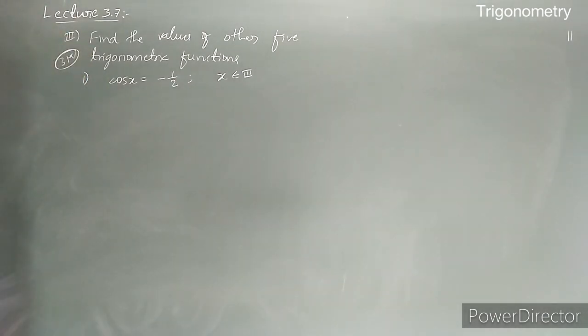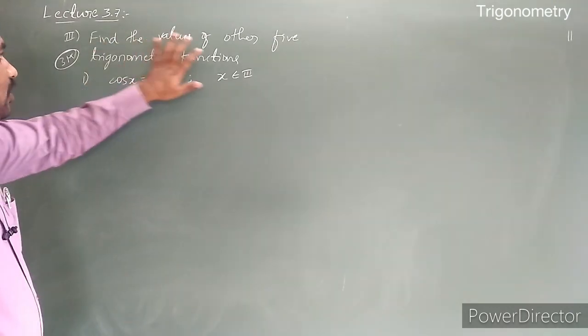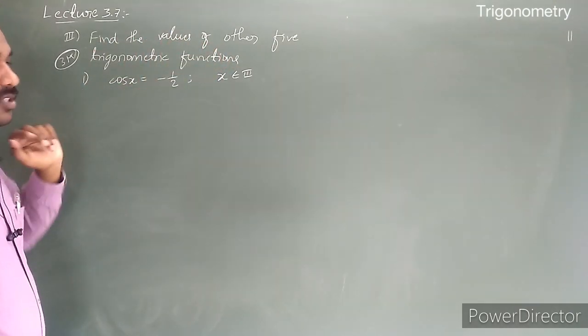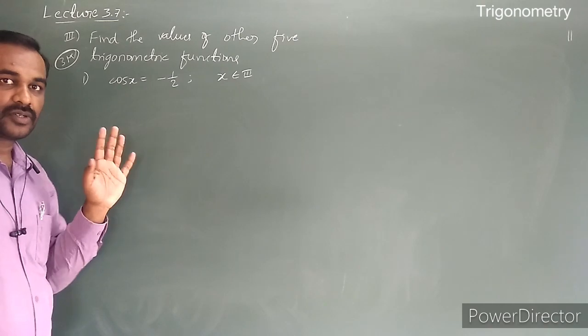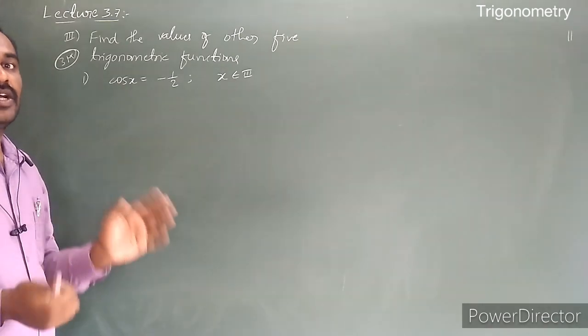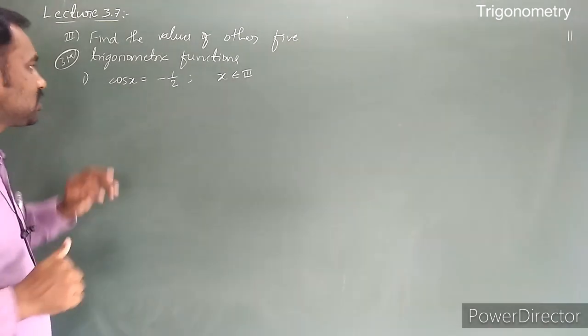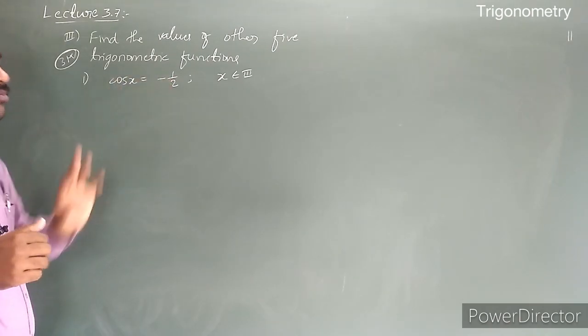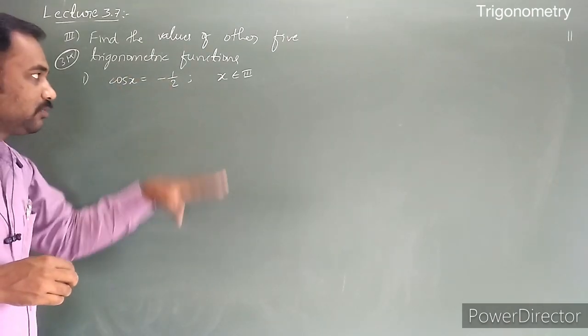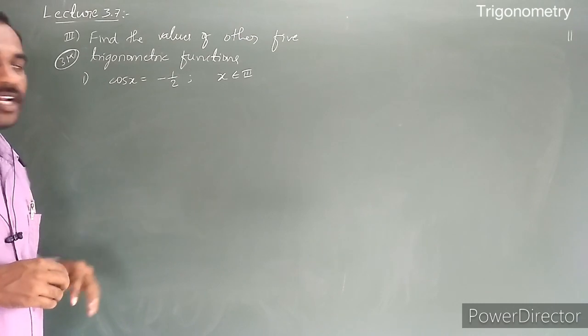This type of problem will ask for 3 marks. Find the values of the other 5 trigonometric ratios. Totally, how many ratios do we know? Totally, we have 6 ratios. Out of the 6 ratios, 1 ratio is given. What is that? Cos of x is equal to minus 1 by 2. Then we need to find the remaining 5 trigonometric ratios.